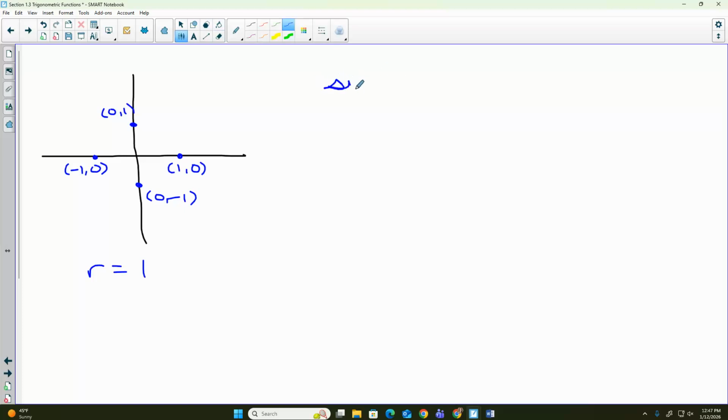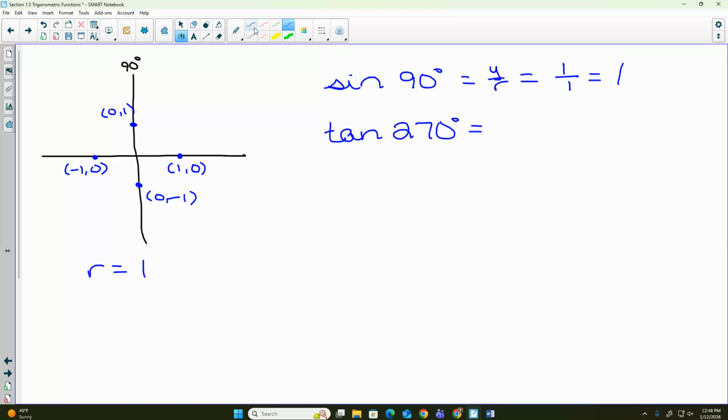I'm just going to ask some questions. If I ask you to tell me the sine of 90 degrees, what's the definition of sine? Y over r. Okay, where is 90 degrees? Top of the y-axis. So if I'm there, my y value is 1. R is always 1. So we get 1. 1 divided by 1 is 1.